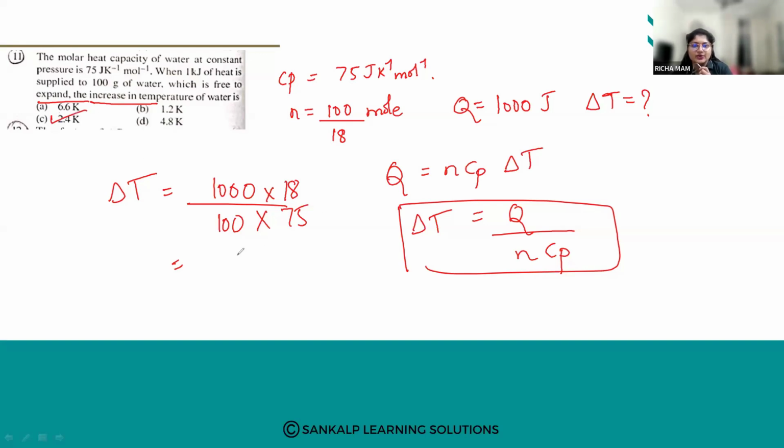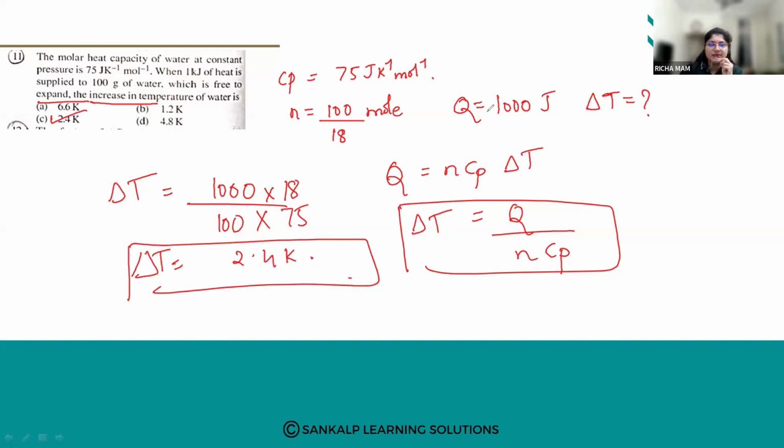Option number C. Yes, very good. 2.4 Kelvin. Okay, so after substituting, you are going to get the increase in temperature. So remember, if the question is asked on the molar heat capacity, and they have asked to find out the increase in temperature, then this is a formula which has to be used.